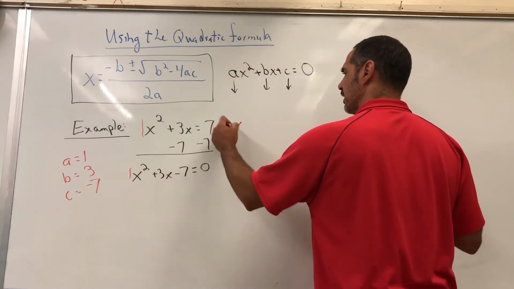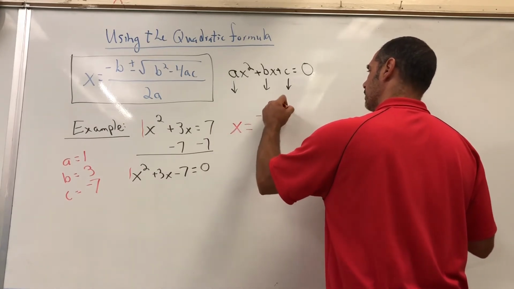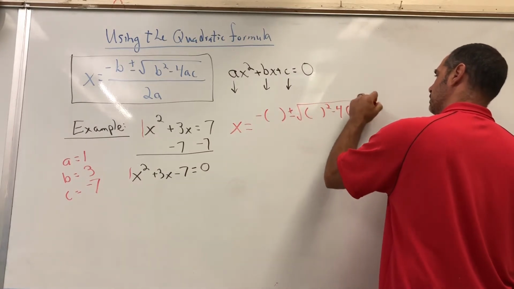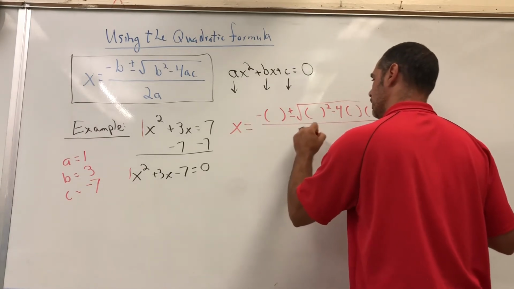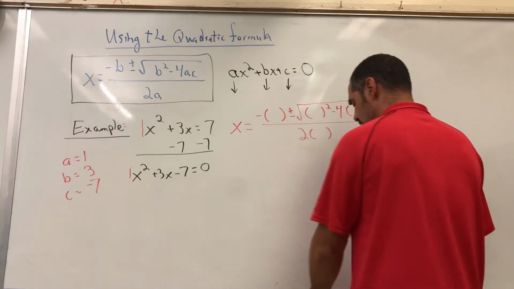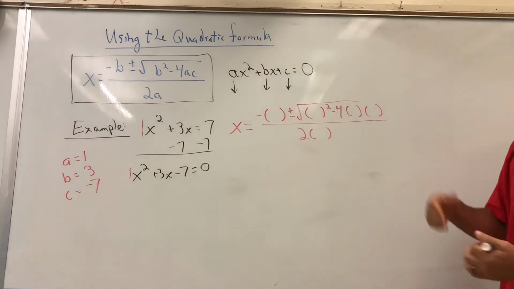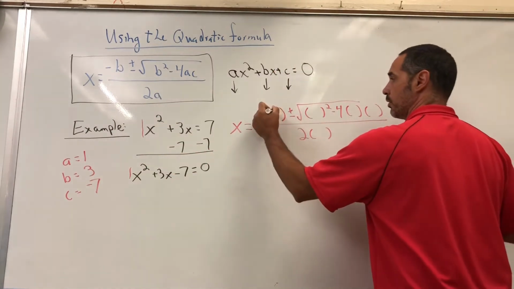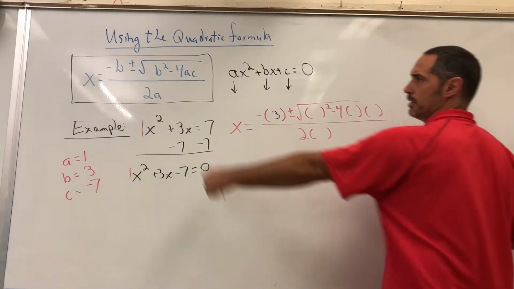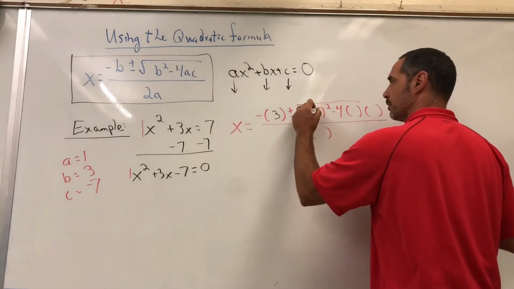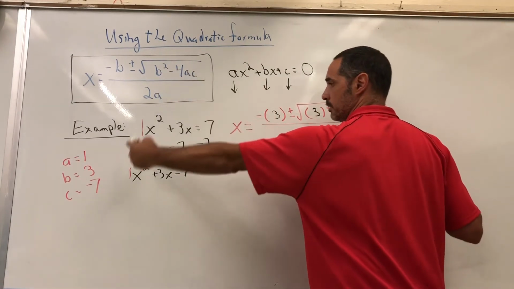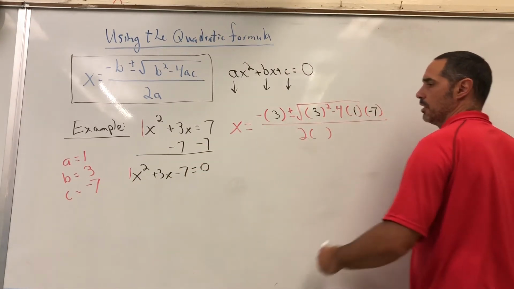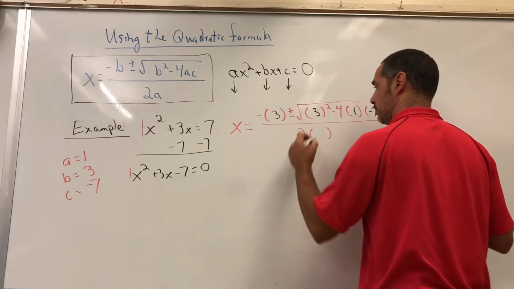The way that I do this, I write x equals negative blank plus or minus the square root of blank squared minus 4 times blank all over 2 times blank. And I write it this way because I'm going to substitute in. So the first one is going to be a b. b is 3, so 3 is going to go here. And the next one is a b, and so that's going to be a 3 as well. And then I have an a and a c, so that's going to be a 1 and a negative 7, 1, negative 7. And then this last one is a, which is 1.